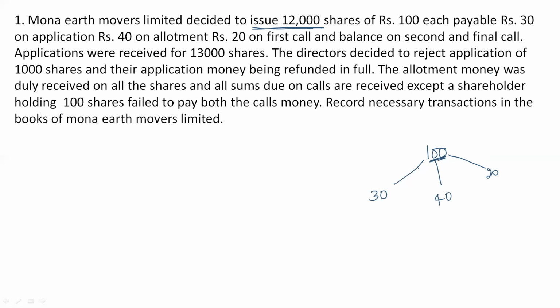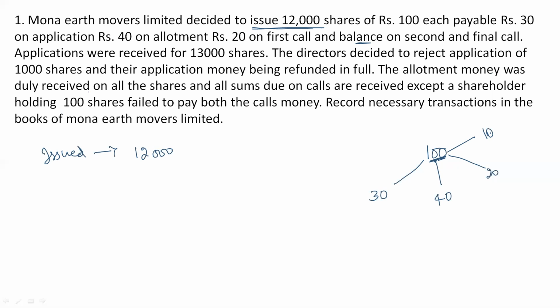So out of 100, the company asks 30 rupees during application, so 70 rupees is remaining, right? And out of 70, 40 rupees the company asked during allotment. So 30 rupees is remaining. Then out of 30, again the company asks 20 rupees during first call. So only 10 rupees is remaining. The balance, the remaining amount out of this 100 rupees, 10 rupees, is asked during second and final call. Clear? So how many shares did the company issue? The company issued 12,000 shares.